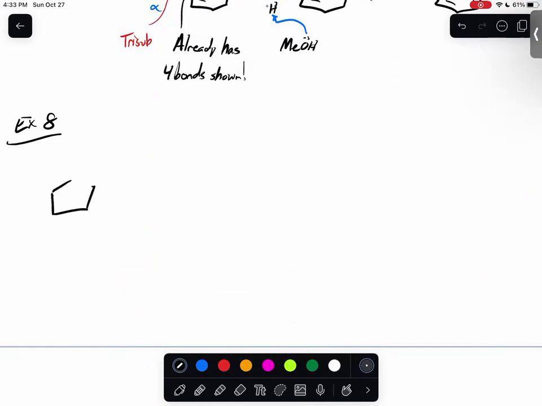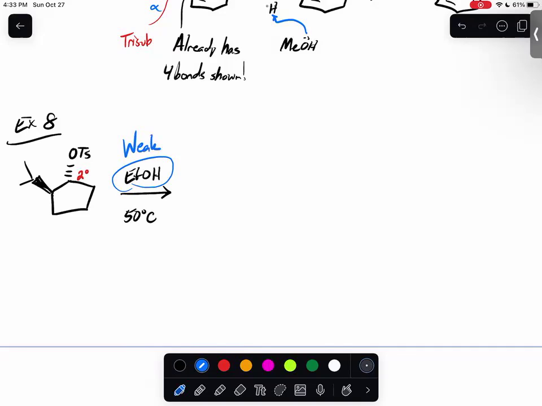this as our starting material. And we're going to react it with ethanol at 50 degrees Celsius. So for this reaction, first things first, we have to identify what's going on. Our leaving group is on a secondary carbon, and then we do not have a charged thing here. So this nucleophile is weak. So we already know that this is going to be SN1 and E1.